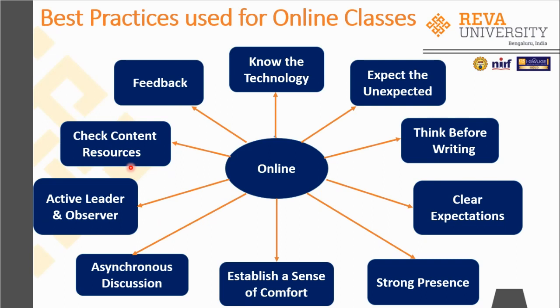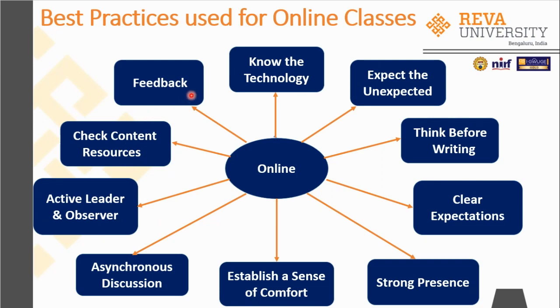Then feedback. Feedback is very important for any faculty member, be it offline or be it online. Why is it important? It is important from two points: one is from the teacher's point of view and the other is from the student's point of view. How does it help from the student point of view? You will come to know the level of students. You will be able to classify the students into different categories like fast learners, average learners and poor learners.